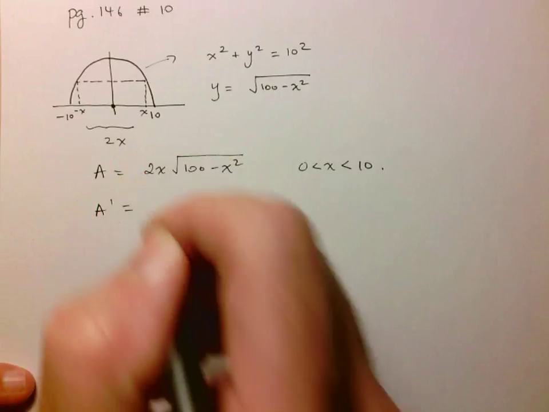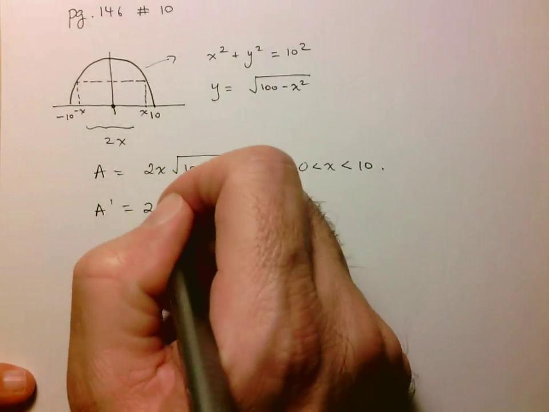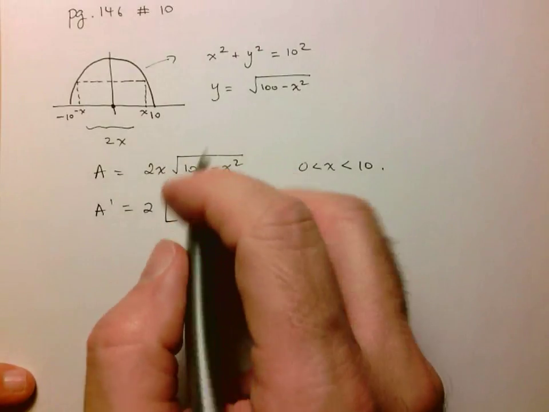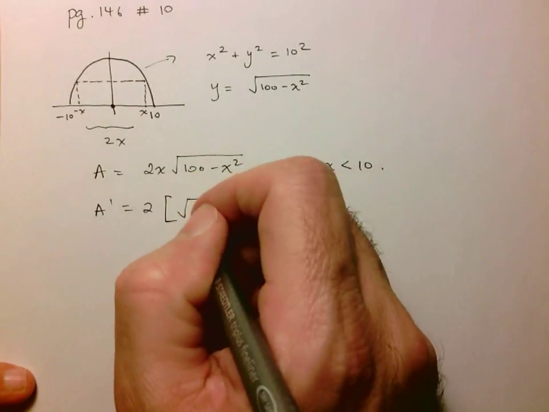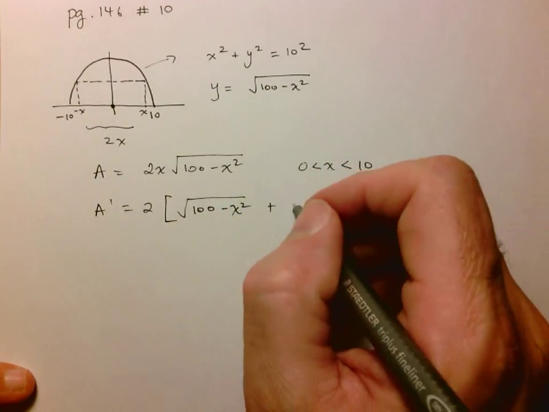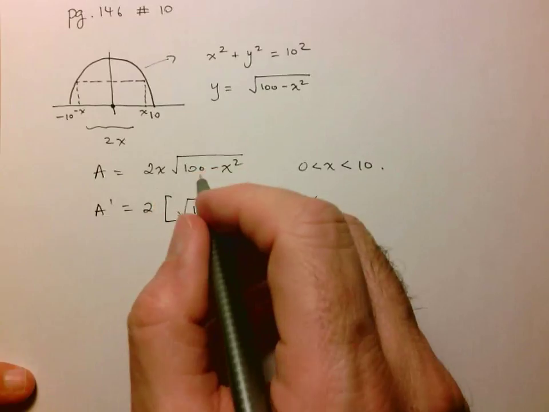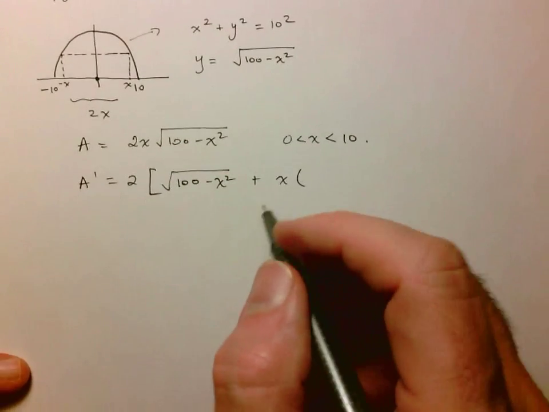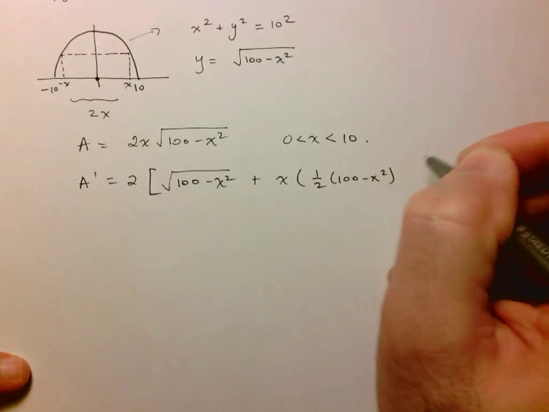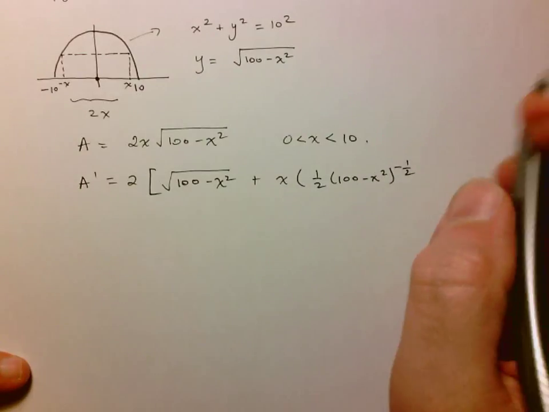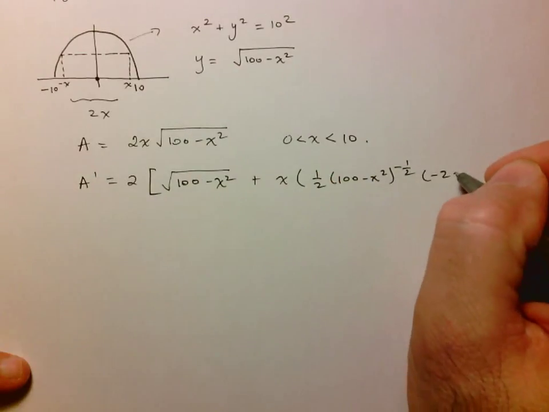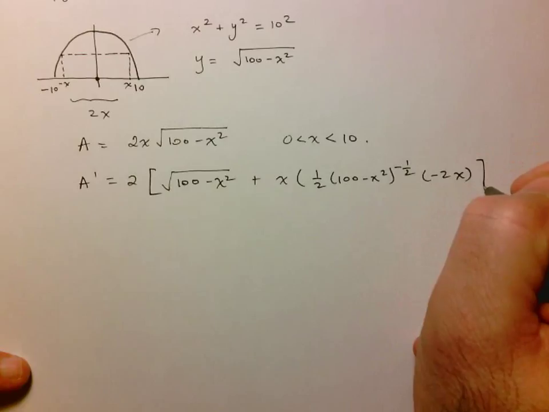So let's take the derivative of this function. This 2 is just a constant, so I'll leave it out. The derivative of x is equal to 1 times the second function, so obviously I'm using the product rule, plus the first function x times the derivative of this, so this is 100 minus x squared to the 1/2, so that's 1/2, 100 minus x squared to the negative 1/2, times the derivative of 100 minus x squared, which is just negative 2x.